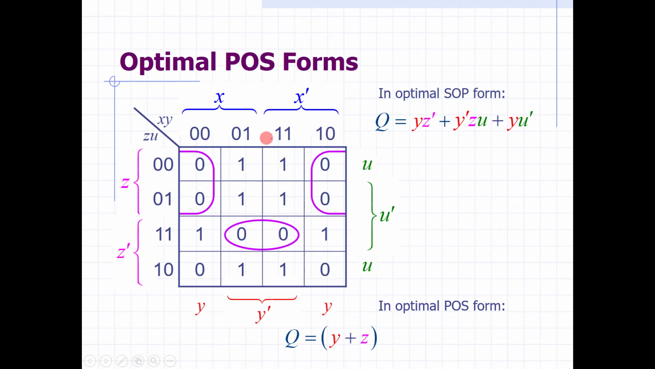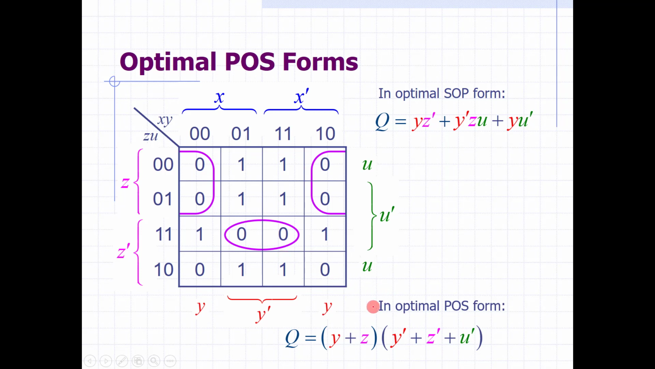If you know Y is 1, Z is 1, and U is 1, you know you're in this group. Which means I'm going to have to negate all of them because they're all 1s. Y is 1, Z is 1, U is 1, and I OR them all together.